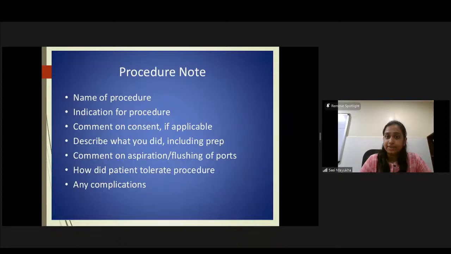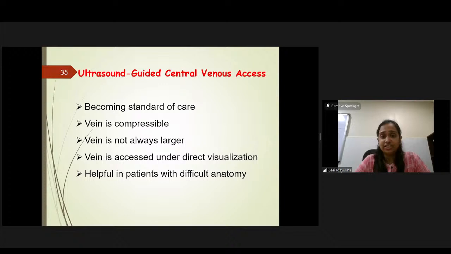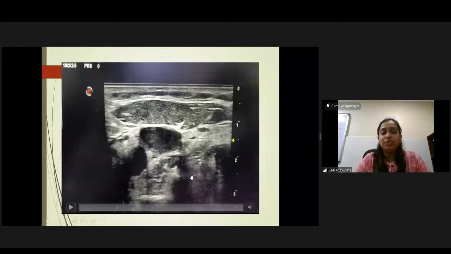As I was talking to you earlier, ultrasound-guided central venous access has become the standard of care now. Veins are compressible. The vein is accessed under direct visualization and it is very helpful in patients with difficult anatomy. Before we start a cannulation, we have to always check whether there is a thrombus and whether the veins are compressible, because there will be a lot of chronic renal failure patients who would have had multiple dialysis lines inserted and the veins would have been thrombosed.